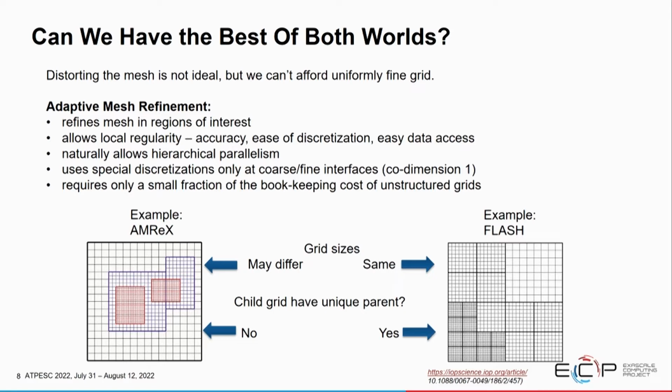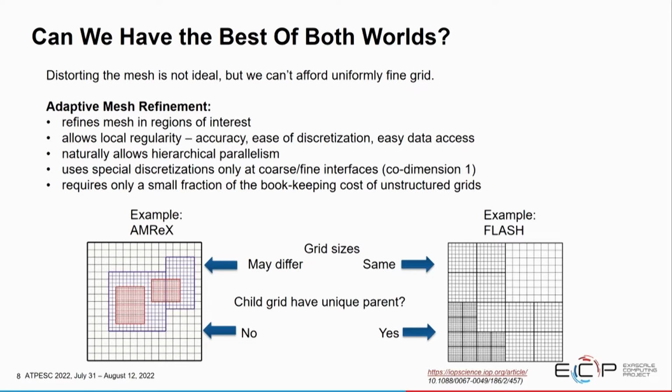Different styles. I have an AMReX grid on the left, a FLASH grid on the right. These are called quad-tree or oct-tree grids. We used to claim that these were block-structured. Those weren't, but then they wanted to be block-structured also. So there are 2 key differences. One is in AMReX, we have a fair bit of generality, so you can have different size grids at different levels. Another thing is that a child grid, which is the finer one, does not have to have a unique parent.